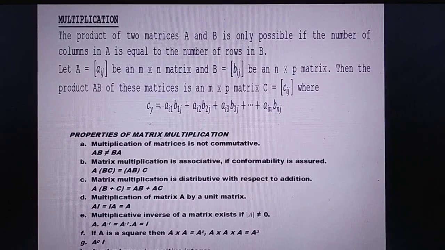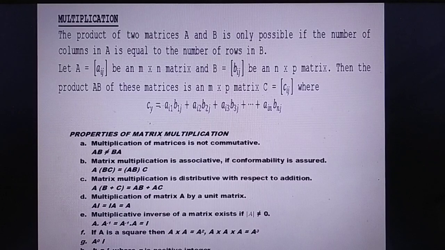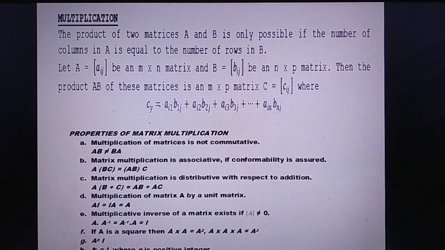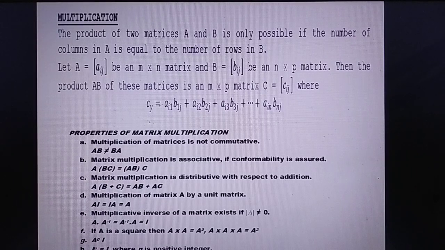So for multiplication of matrices, the product of two matrices, say A and B, is only possible if the number of columns in A is equal to the number of rows in B, and the result of new elements is the summation of the product of corresponding elements with regards to j and i of the rows and columns respectively.